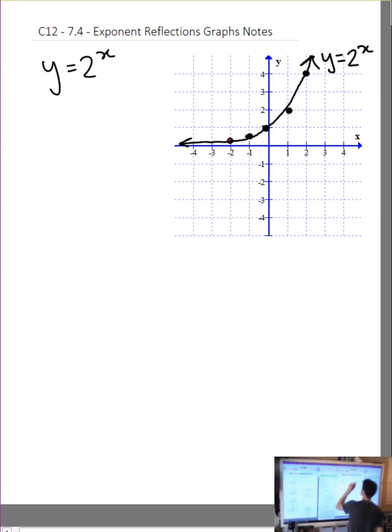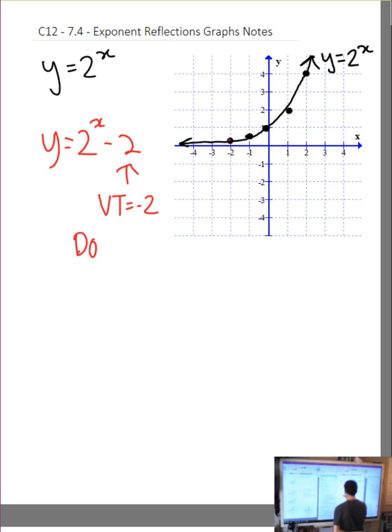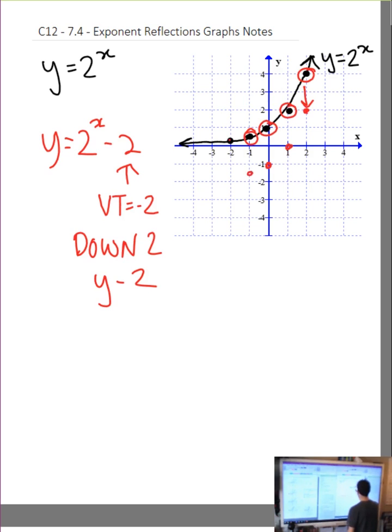Okay, so let's take a look at y equals 2 to the x minus 2. Well, I know that this is a vertical translation equal to -2, which means we're going down 2, or simply taking all the y values and subtracting 2. So this point goes down 2, this point goes down 2, this point goes down 2, and so on.